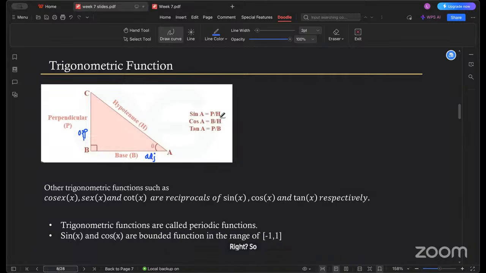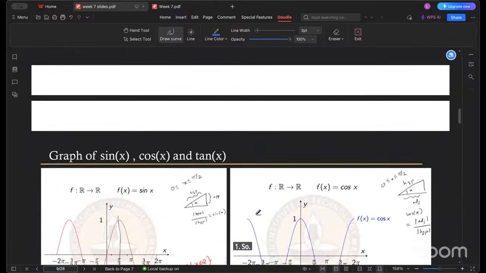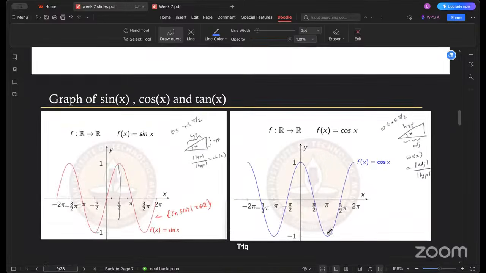So sine is opposite by hypotenuse, cos is adjacent by hypotenuse, and tan is opposite by adjacent, right? We have many other trigonometric functions which are reciprocals of these. And we know that all of them are periodic functions, and sine and cos are bounded in the range of -1 to 1. So these are some basic things we should know about trigonometric functions.